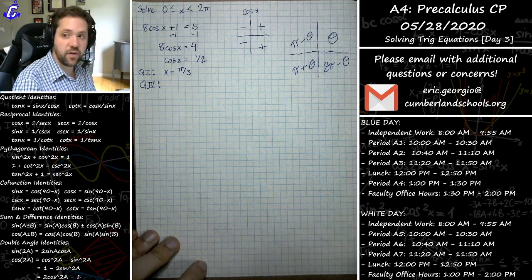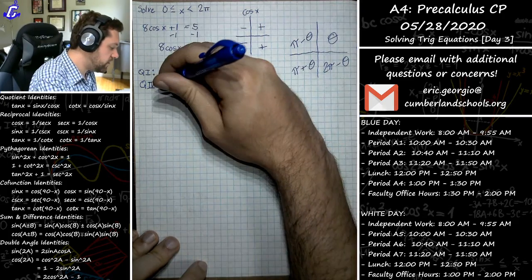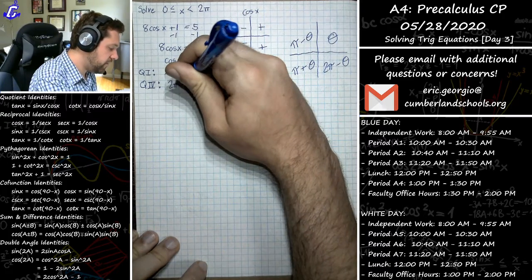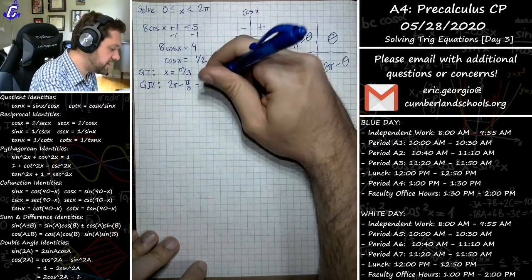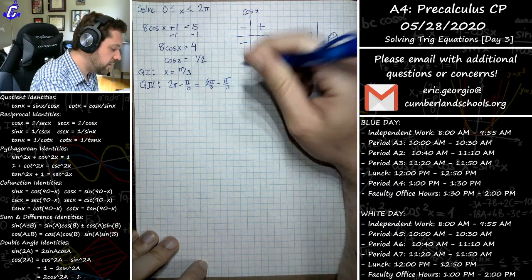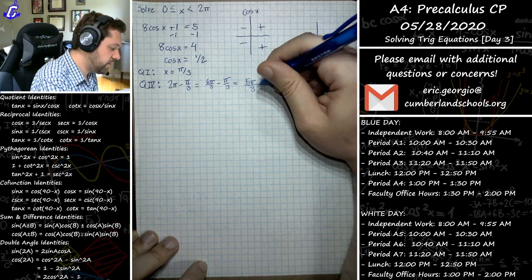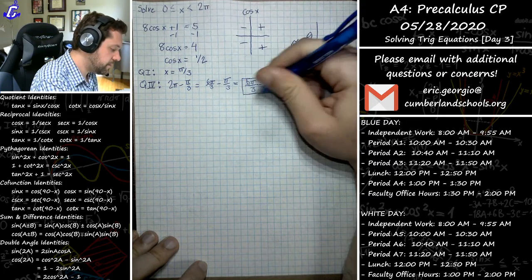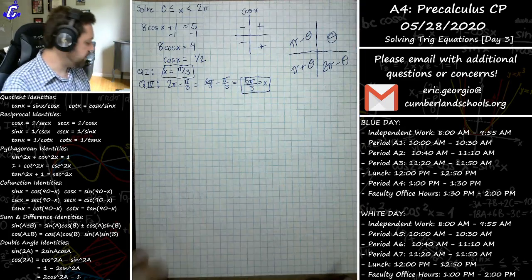So to find something in quadrant 4, I'm going to say, well, I have my first quadrant angle. I'm going to do 2 pi minus pi over 3. If we find a common denominator for 2 pi, that's going to be 6 pi over 3 minus 1 pi over 3, which is, of course, equal to 5 pi over 3. And so those would be your two answers. Okay, and that is verified by the unit circle.